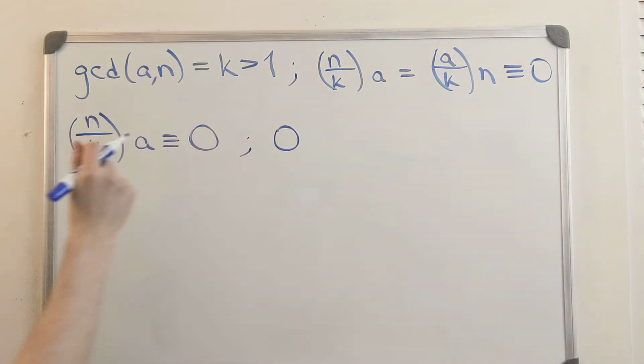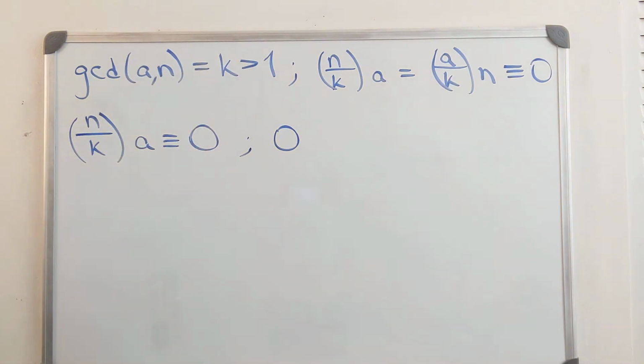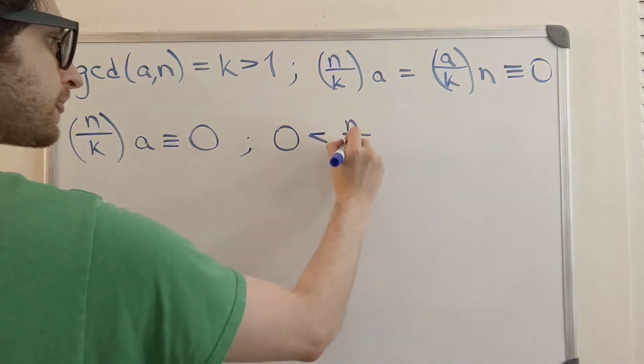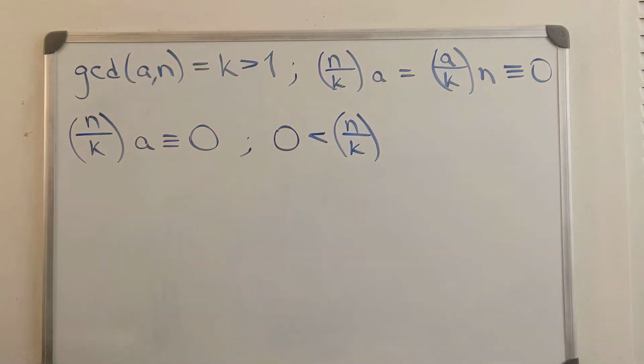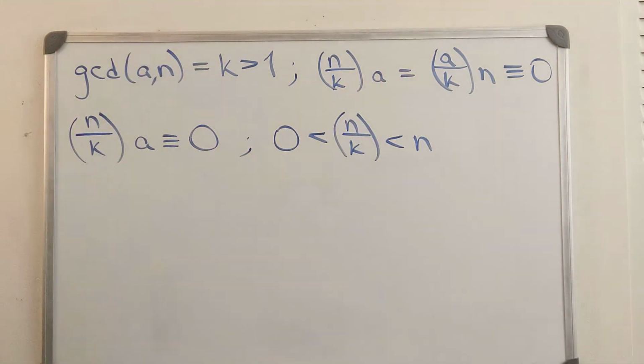It's got to be positive because n is positive. We're looking at things mod n. And k is positive. It's the GCD of two integers, so this is certainly strictly greater than 0. But because k is greater than 1, it's also strictly less than n. So actually, n over k is going to be strictly between 0 and n. Okay, and now where do I use this?